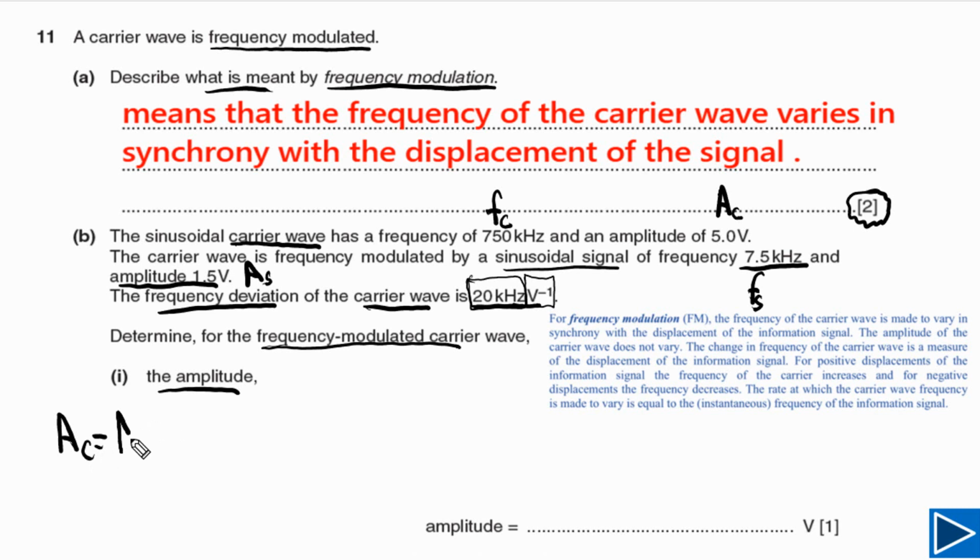Now, the first part is asking us to determine, for the frequency modulated carrier wave, the amplitude of the frequency modulated carrier wave. We understand that in frequency modulation, the amplitude of the carrier wave does not change. Only the frequency of the modulated wave changes. So the amplitude of the frequency modulated wave is the same as the amplitude of the carrier wave, which is already given here. This is simply equal to 5.0 volts, and that is our answer.